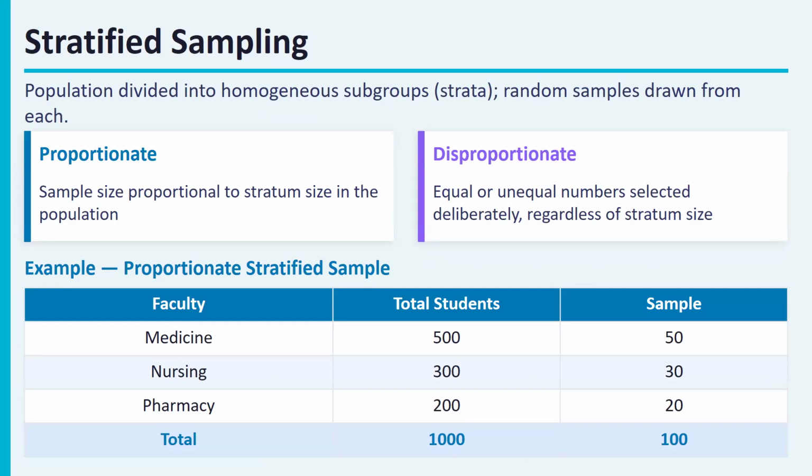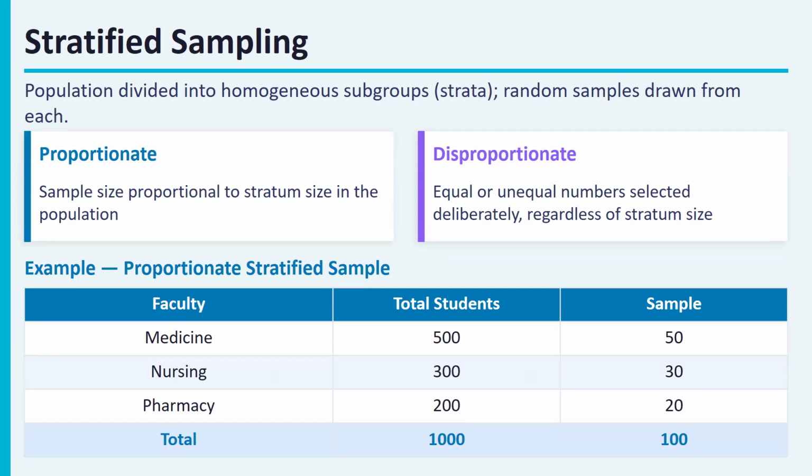Next, we have stratified sampling, where the population is divided into homogeneous subgroups, that are strata. Random samples are drawn from each of the strata then. It can be proportionate, where sample size is proportional to the stratum size in the population, and it can be disproportionate, equal or unequal numbers selected deliberately regardless of the stratum size.